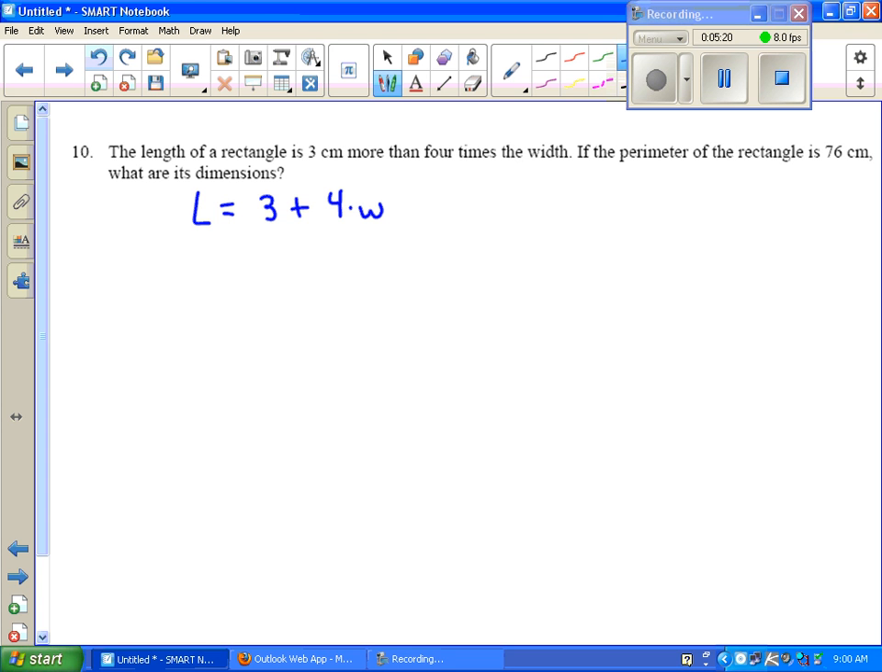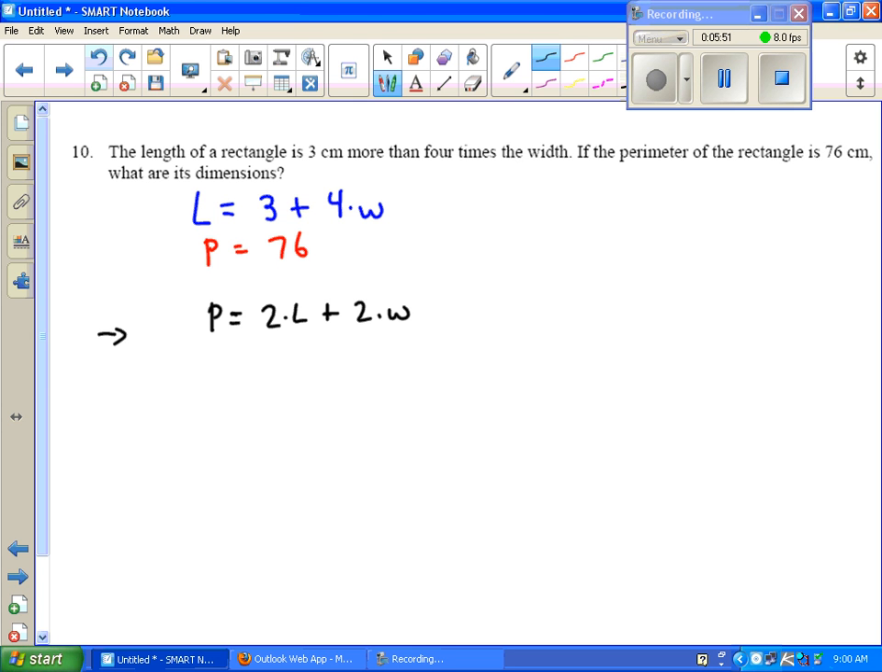Then it gives us another equation. It gives us perimeter. P equals 76 centimeters. So those are the two it gave us. Now what we need to use is we actually need to use the formula for perimeter. Perimeter equals 2 times the length plus 2 times the width. You've used that before you ever got in this class, and we've used this formula several times this year so far.